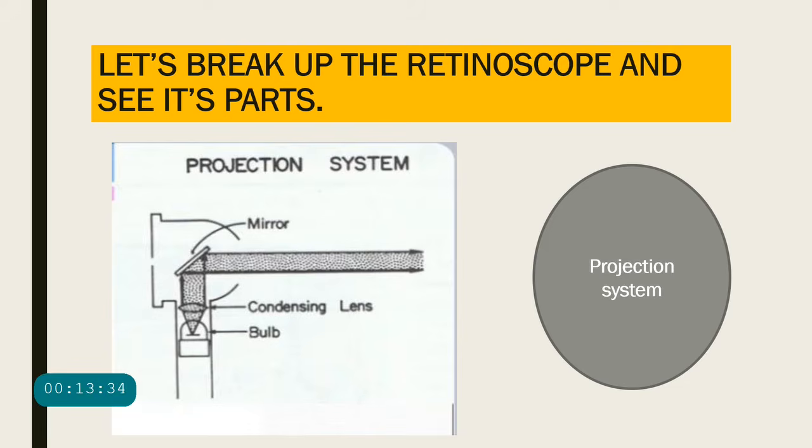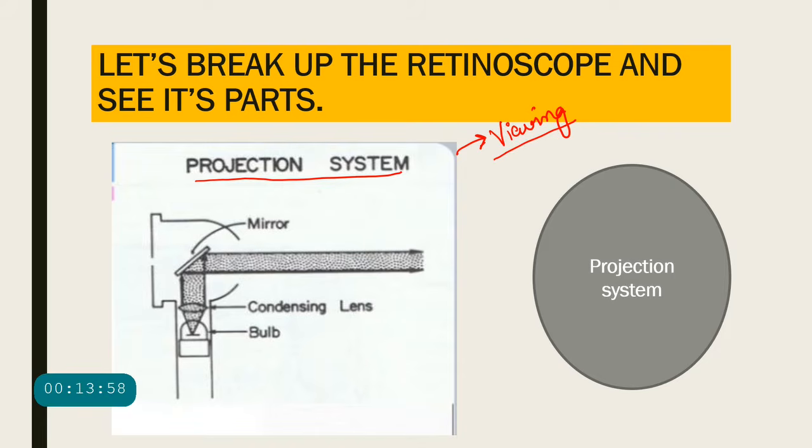Now let us break up the retinoscope and see what are the parts of the retinoscope. The main part of the retinoscope is the projection system, and the other one is the viewing system. The projection system is basically going to tell you how the beam is projected into the patient's eye, and then we have a viewing system through which the doctor is going to see the reflex in the patient's eye.